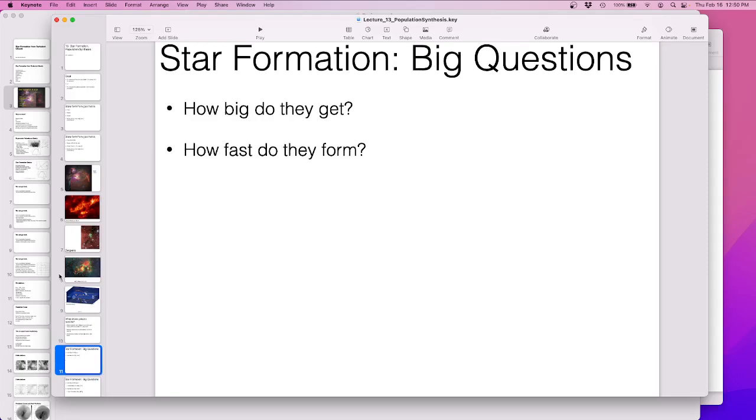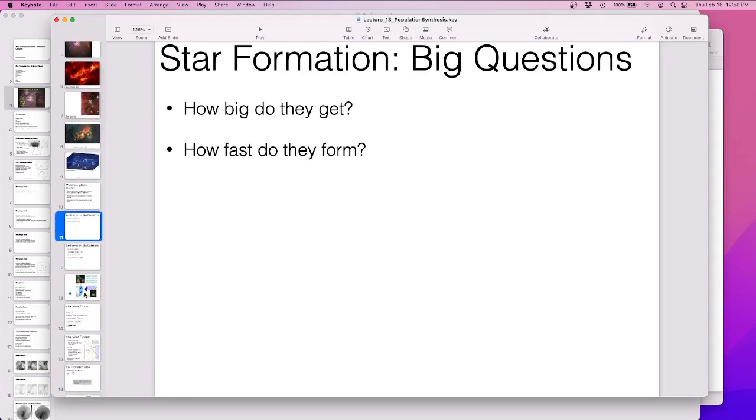I'm going to stop there, and we'll pick this up on Thursday, and we'll talk about how you make a galaxy look right. How do you make the light from a galaxy look right based on the stars?